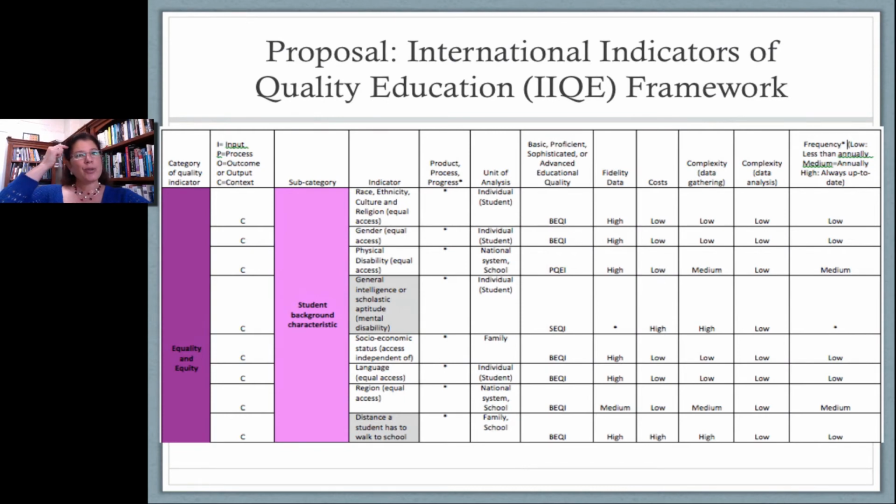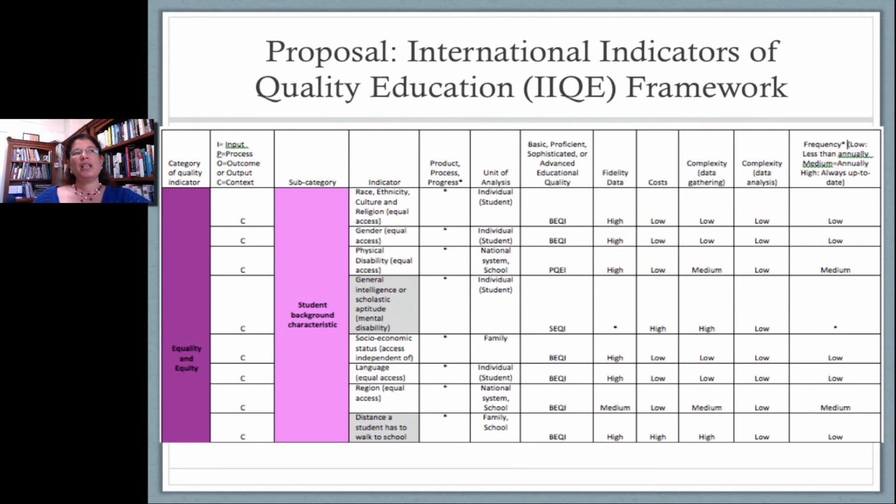So our proposal is what we're calling an International Indicators Quality Education Framework, where you will have the categories of indicators as we mentioned here, and you will then consider whether or not those are input, process, outcome, or context indicators, as Sharon recommends. Then you consider the specific indicator that exists, and then you ask countries to reflect: are you considering this to be a product, process, or progress? For example, because all indicators can be all of those things.